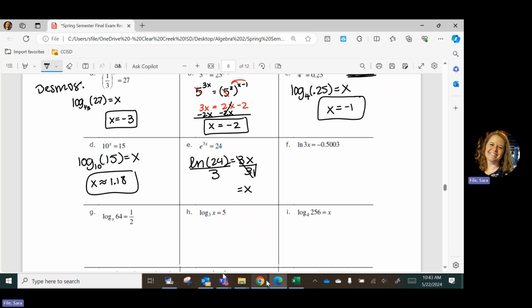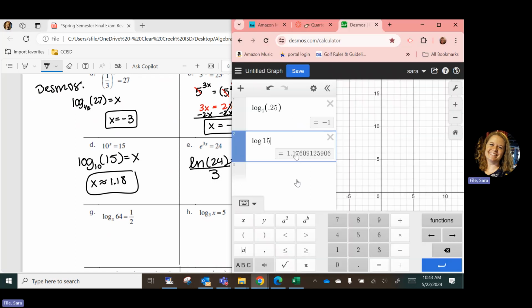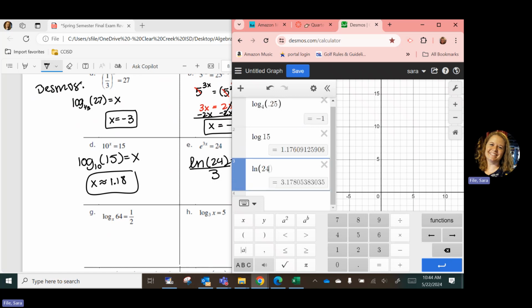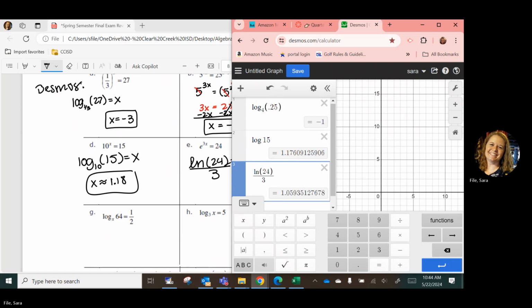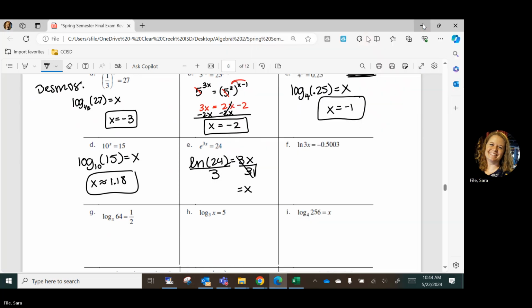Okay, and then on this one, we want to do the natural log. You can just type ln. So the natural log of 24, and we want to divide that by 3. Okay, so the natural log of 24 divided by 3, approximately 1.06. So far, so good?